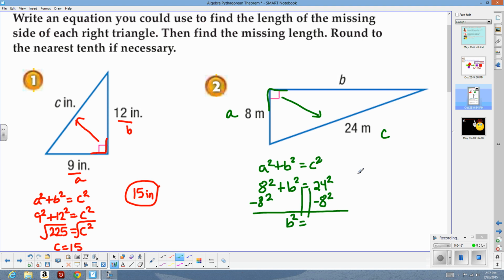So 24 squared minus 8 squared, that's 512. Now to solve this for B, we want to take the square root because we want to undo the squaring. Square root of both sides. The square root of B squared is B, and the square root of 512 is about 22.6 when you round it to the nearest tenth. So 22 and 6/10 meters would be the length of side B.